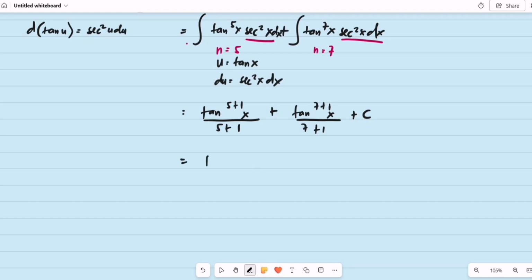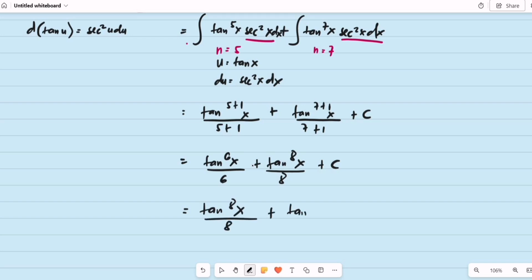So we simplify. This is now the same as tangent raised to 6 of x divided by 6 plus tangent raised to 8 of x divided by 8 plus c. So our final answer is tangent raised to 8 of x divided by 8, plus tangent raised to 6 of x divided by 6, plus the constant c. This will be our final answer for our first example.